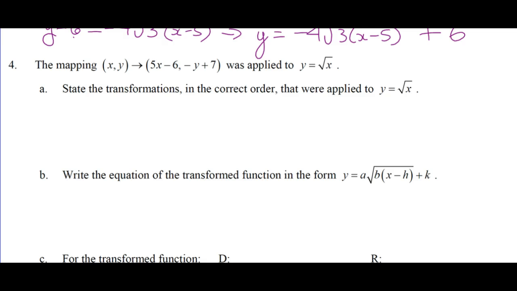Okay, what's the first type of transformation that we do? We do stretches. Are there any stretches? Okay, so there's a horizontal stretch by a factor of 5 about the y-axis. Okay, are there any other stretches? Are there any reflections? It's a reflection on the x-axis.